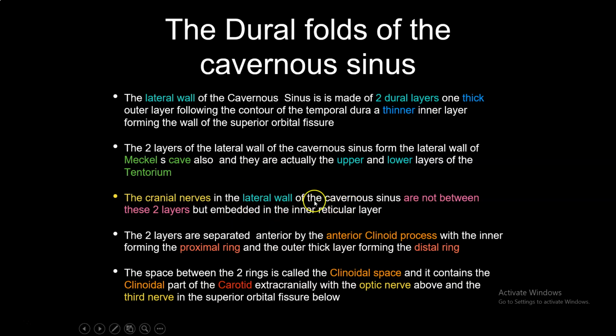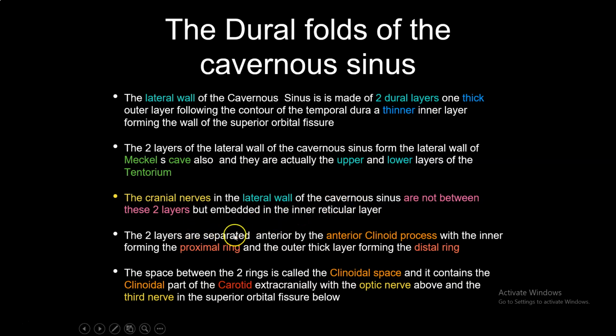This is very important. Many people and many books till now say that cranial nerves 3, 4, and the ophthalmic division of 5, V1, are present between the two layers of the lateral wall. No. Actually, they are embedded deep to the deep layer of the lateral wall. In between the two layers of the lateral wall of the cavernous sinus, there is nothing.